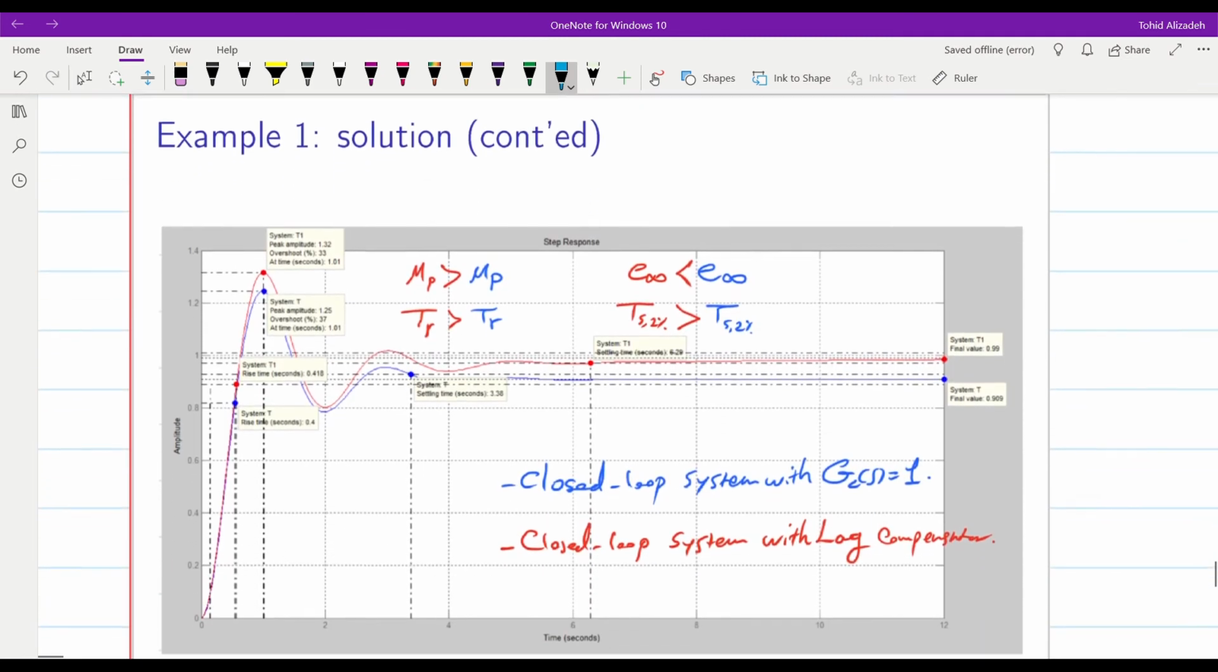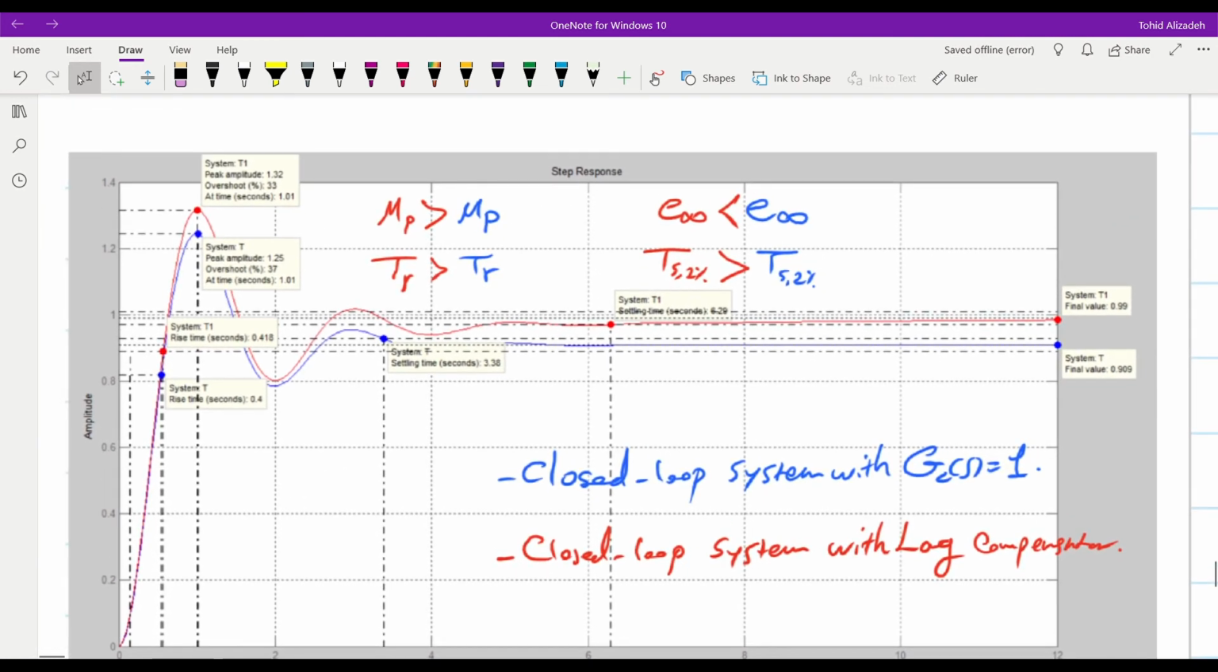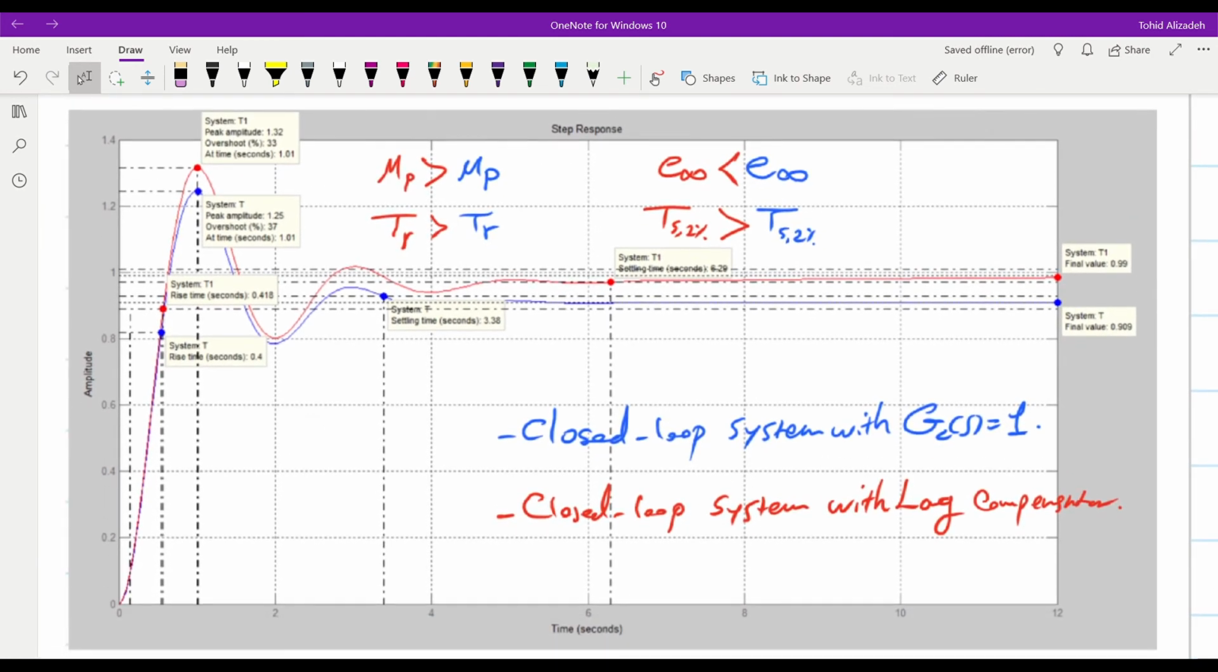As another option, let's also look at the step response of the system. This is the step response for the closed loop system. We have in blue the step response for GC of s equal to 1, and in red we have it for the lag compensator. You can see over here that when we have the lag compensator, the steady state error requirement is satisfied, while without that we have a bigger steady state error, which is not what we wish.